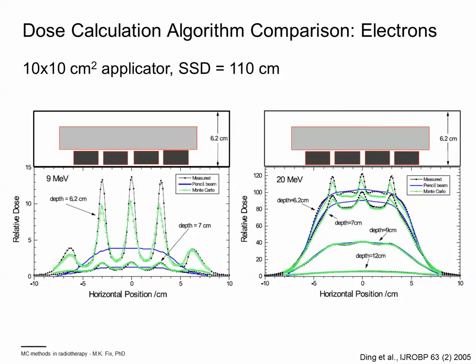In case of a trachea spine phantom, the small gaps between the spine are not seen by the pencil beam algorithm, while Monte Carlo is able to predict the dose increase at these locations. On the left, the situation for 9 MeV electron beam, and on the right for 20 MeV beam is shown.